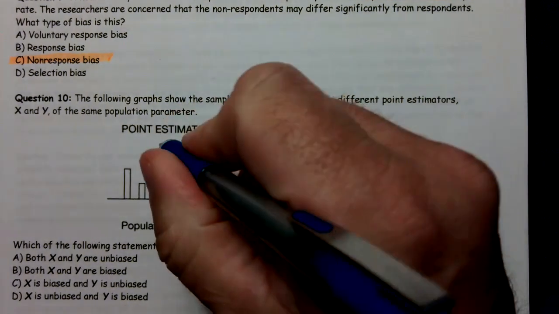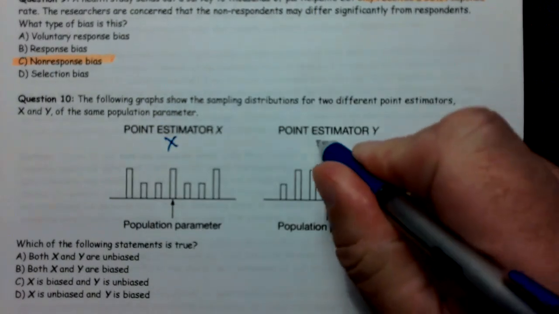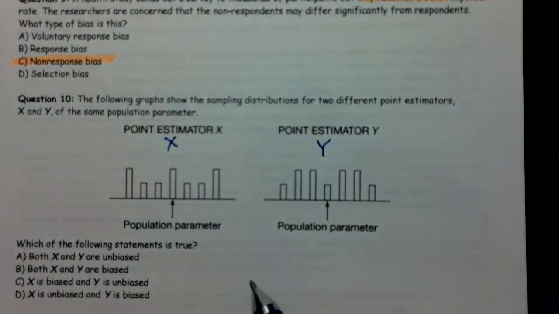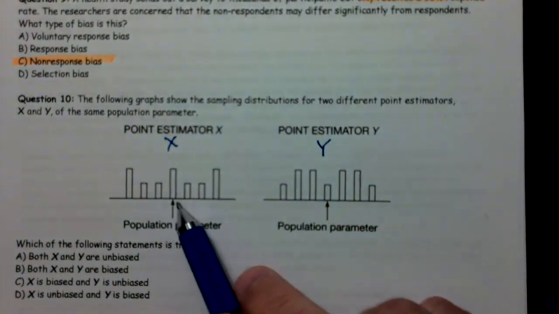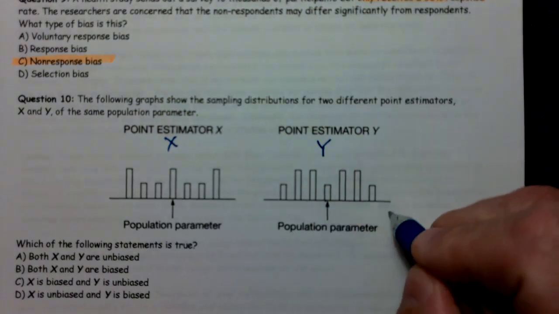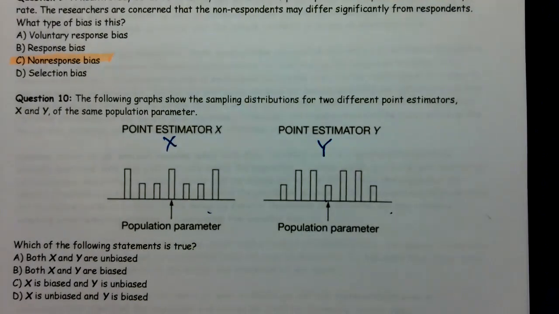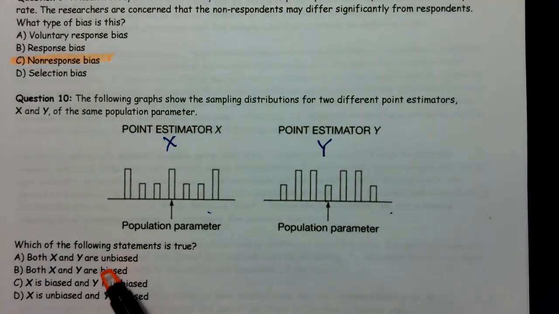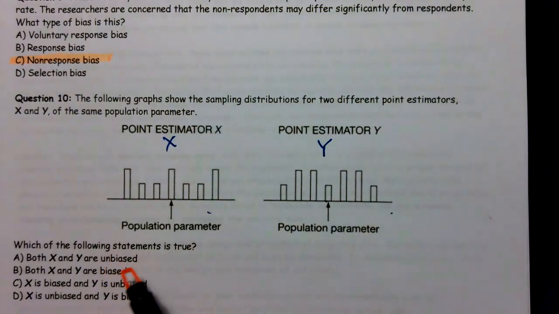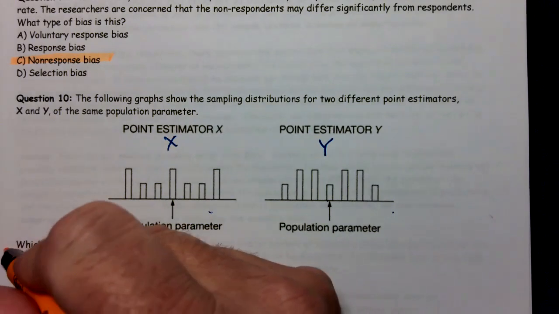The following graph shows the sampling distributions for two different point estimators. So we have point X and we have point Y. Well, when I look at it, this is centered and this is centered. So these are both unbiased. And that happens to be our first answer choice. Both X and Y are unbiased.